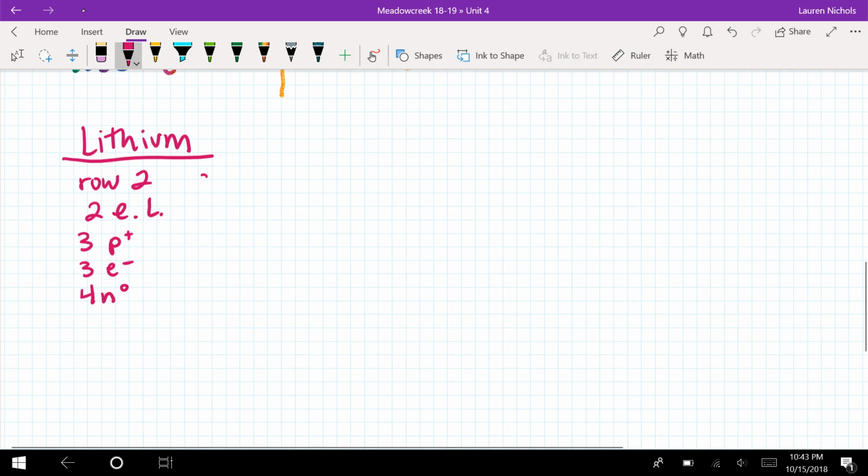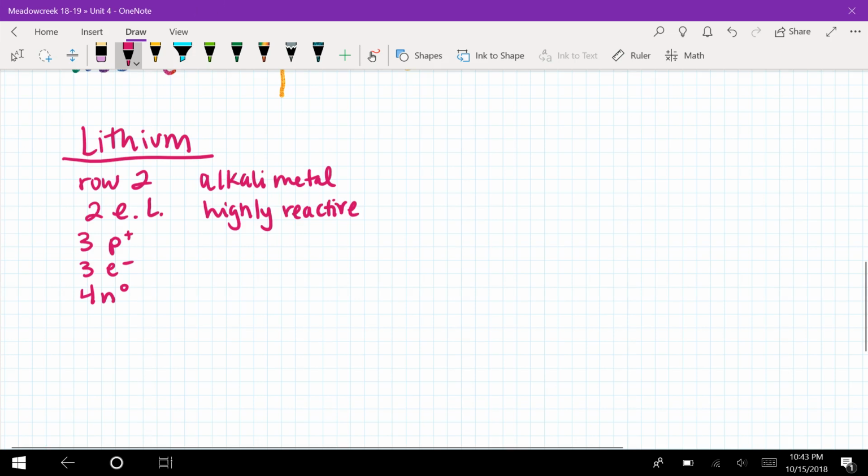I know that it is an alkali metal. I know that it is highly reactive because the alkali metals are the most reactive metals on the periodic table. I know that because it's a metal, and well, actually, I know because it's in column one and it's an alkali metal, it has one valence electron, which means it is most likely to form a cation. Okay, I can say all of these things about lithium.